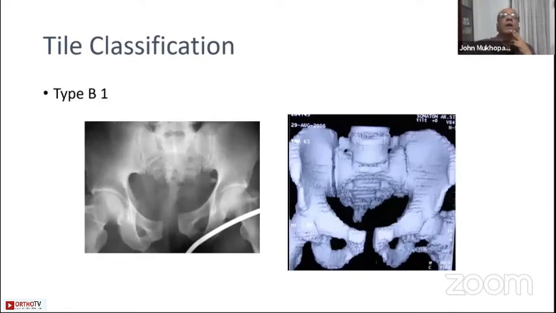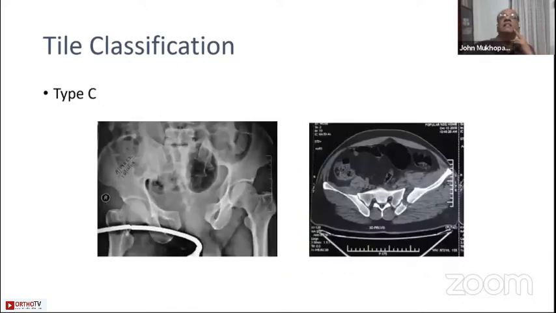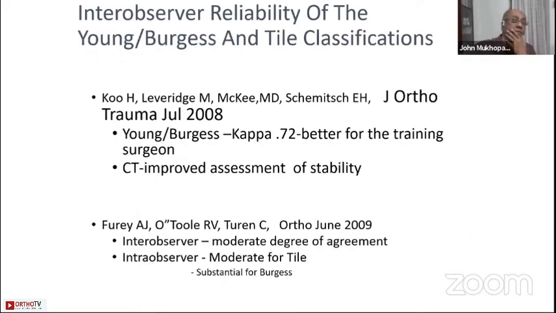So here would be a B1 type of injury, where it's an open book type of injury, posterior compression, and you can see there's opening out of the symphysis pubis and anterior opening of the posterior SI joint. So this would classify as a rotationally unstable but vertically stable injury. This is type C, where you can see there's opening out of the symphysis pubis, but there's a fracture and a vertical displacement of that entire hemipelvis, which would become a vertically and rotationally unstable injury.